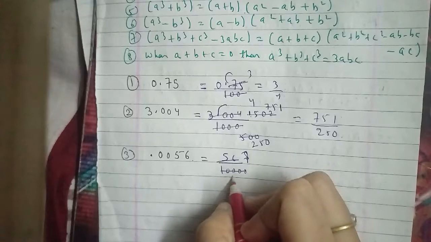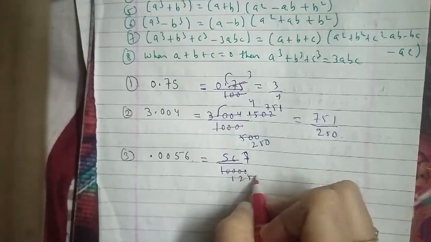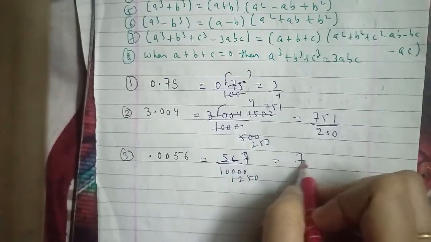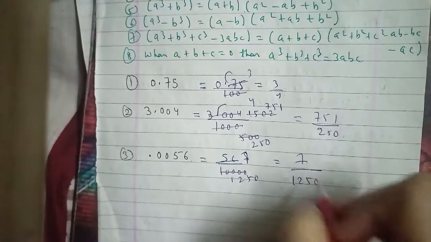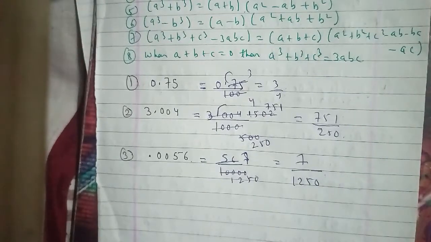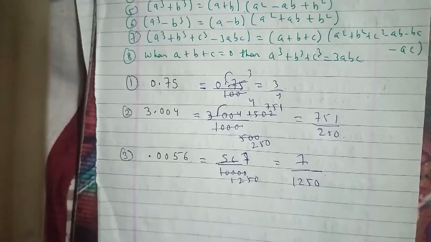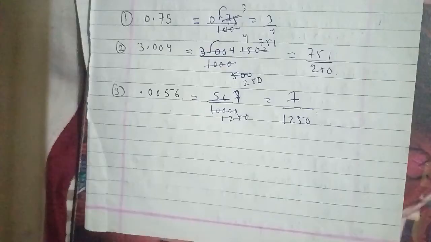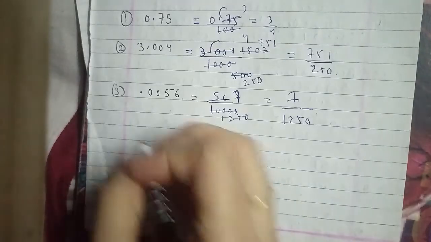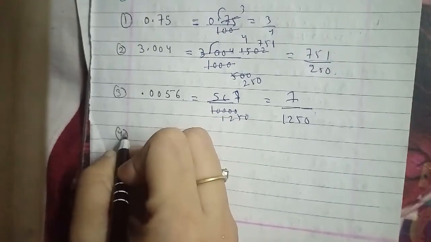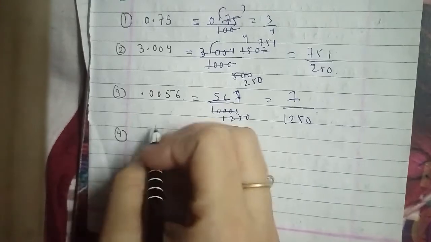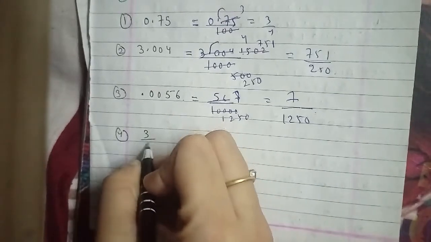1250. We'll go ahead with the fourth question of the session, which we have to solve as follows. Here we have to arrange the fractions 3 by 5, 4 by 7, 8 by 9, and 9 by 11 in their descending order.